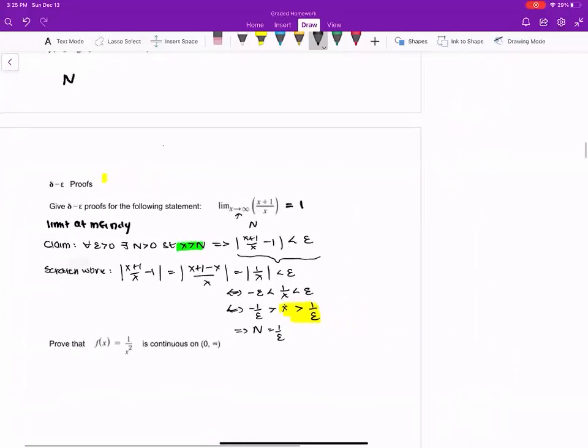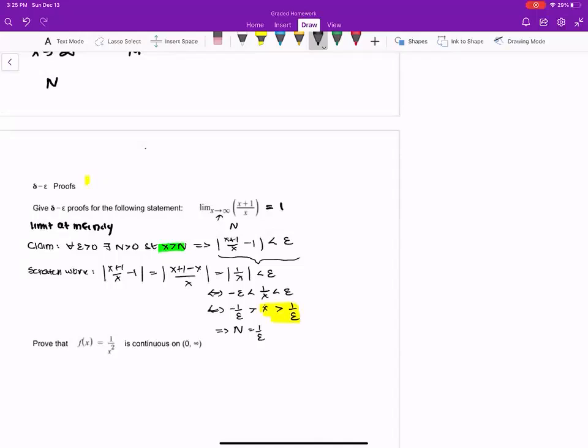And notice that all of this was your scratch work. So now you can actually start the proof. So for the proof, you always want to start off with whatever you were given. And so since we found that N should be 1 over epsilon, choose N to be 1 over epsilon. Then for all epsilon greater than 0 and x greater than N, we have x plus 1 over x subtract 1. I'll just skip all the steps.